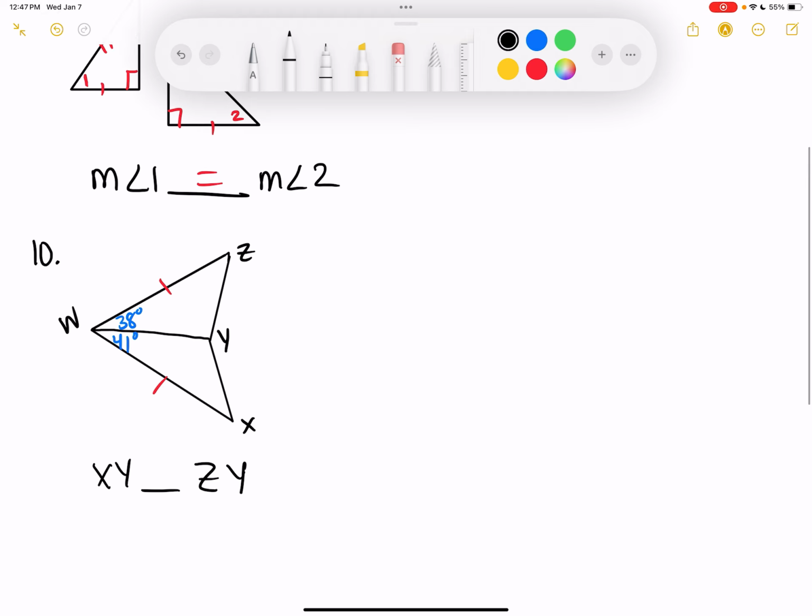And so before I can answer this, what else do I have to make note of? Because I only have one congruent side. That WY is equal to WY. Yep, so those two, because of the reflexive property, that's also congruent, and so now I have two congruent sides. So then what can I say about XY compared to ZY? Yep. So 41 is bigger than 38, so that means that XY has to be greater than ZY.